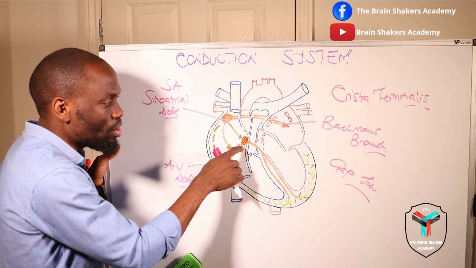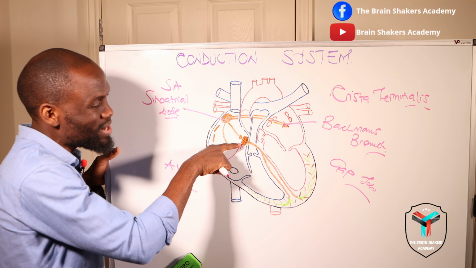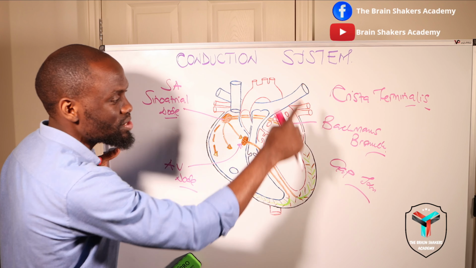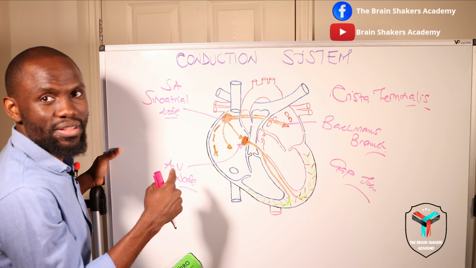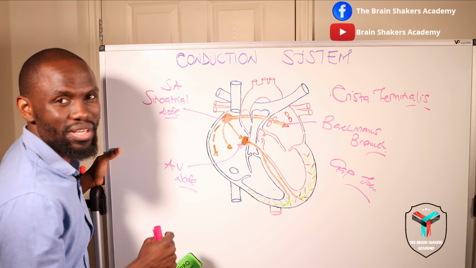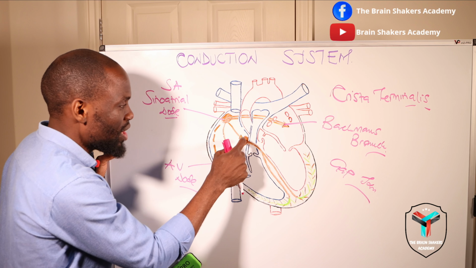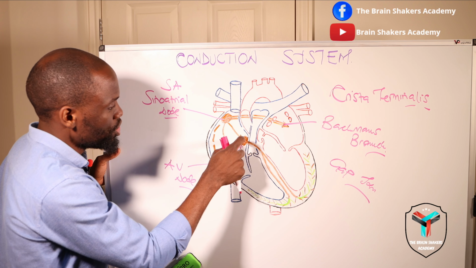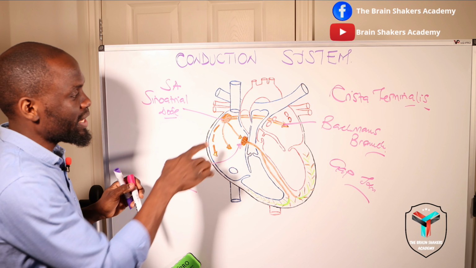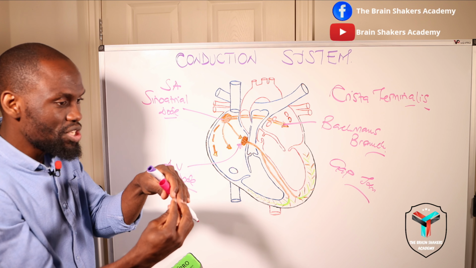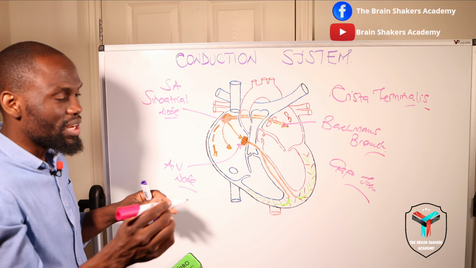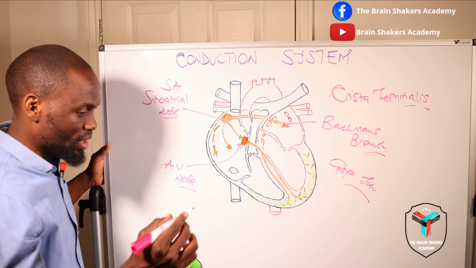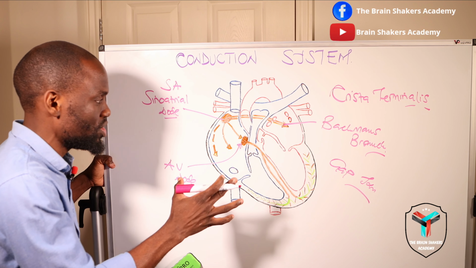So the AV node has the capacity to now transmit it to the rest of the heart, which is down to the ventricles. Now, the sinoatrial node and the atrioventricular node play a key role in making sure that the transmission generates the cardiac cycle that you are going to see when you do an ECG.